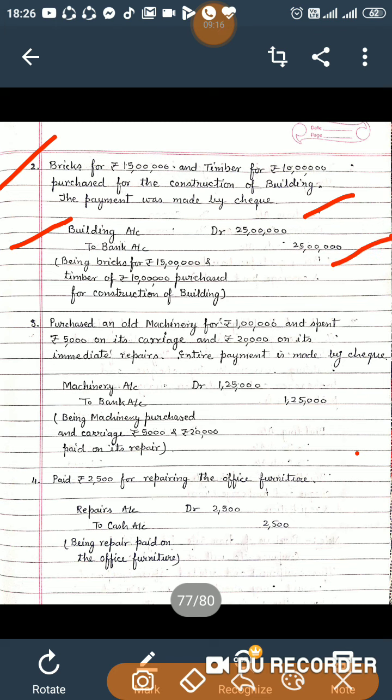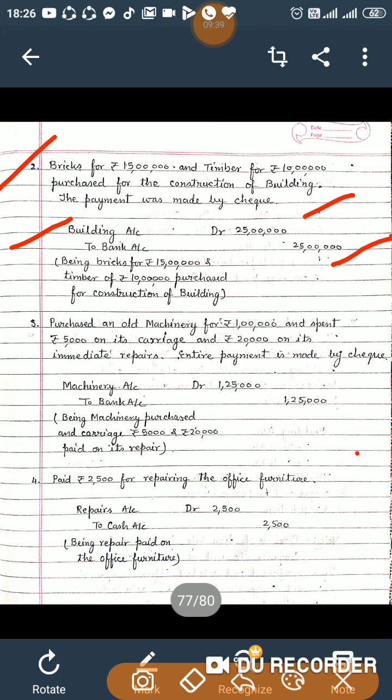So if you are using conventional method, building is an asset, real account: debit what comes in, credit what goes out. So building account is coming into the business, so it should be debited. And bank is a personal account: debit the receiver, credit the giver. Bank is right now in a giving position, so it should be credited.